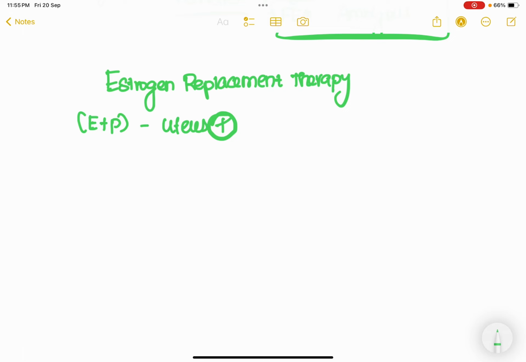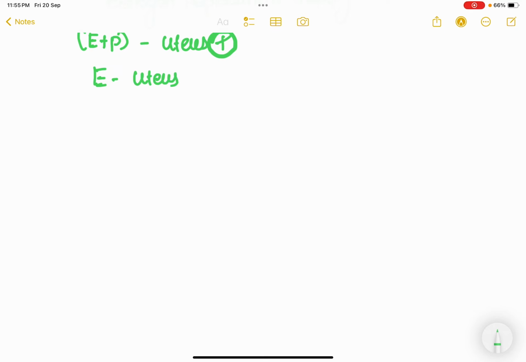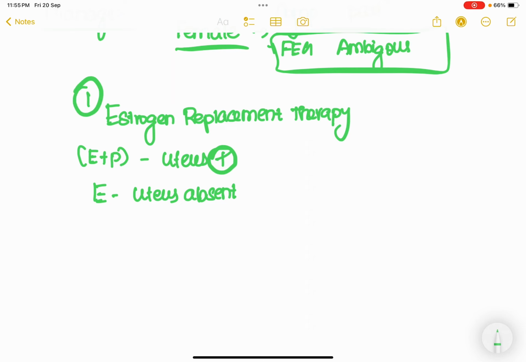But in those patients, similar to androgen insensitivity syndrome, where no uterus is present since there is no internal genitalia, you can give only estrogen since the uterus is absent. So give estrogen replacement therapy. That is one thing you can do.